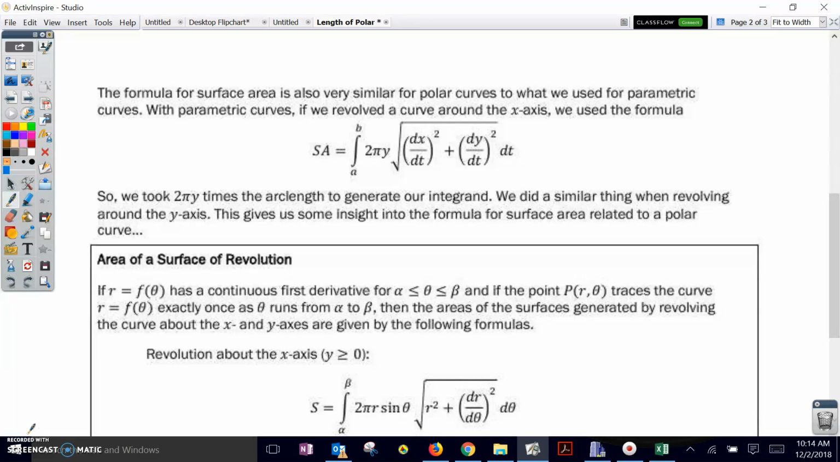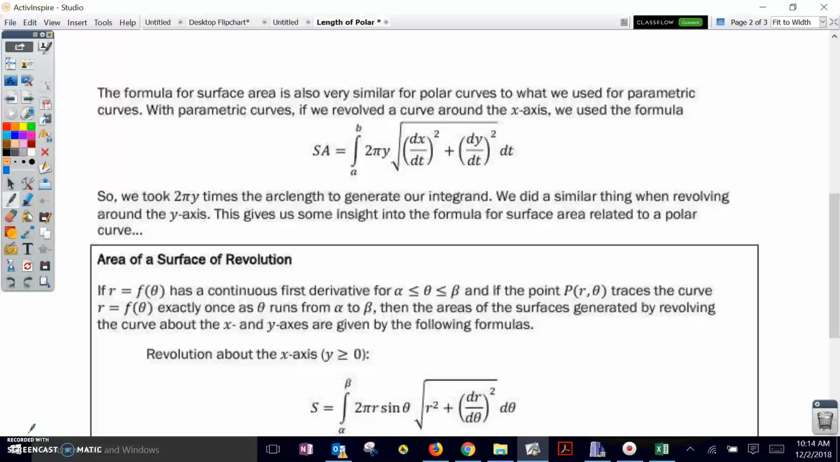Alright, welcome back everybody. In this video we're going to look at the last couple of examples from the length of polar curves lesson, which deal with finding surface areas of regions that are generated when we revolve polar curves around the x-axis or the y-axis.